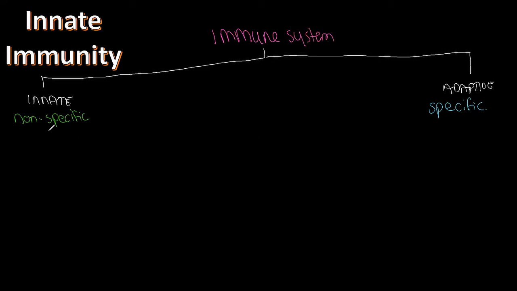From the non-specific side, we have two components. The first one is barriers. We already talked about them, and those are like our skin, our epithelial tissue, etc. And we also have inflammation as part of our innate immune system.